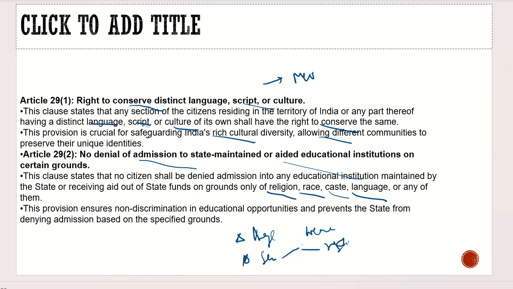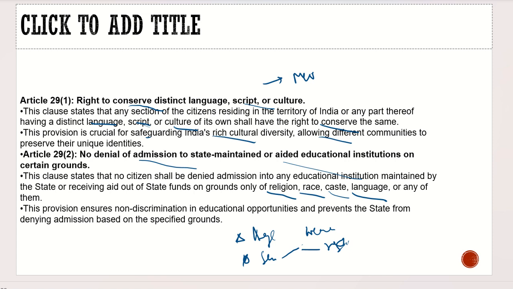And the second thing, Article 29(2), talks about the denial of admission to state maintained or aided educational institutes on certain grounds. What are those grounds? Religion, race, caste, language, or any of them. Can we deny admission on the grounds of age? Correct. On the grounds of sex? 100%. On the grounds of residence? 100%. So this is what Article 29 is about.